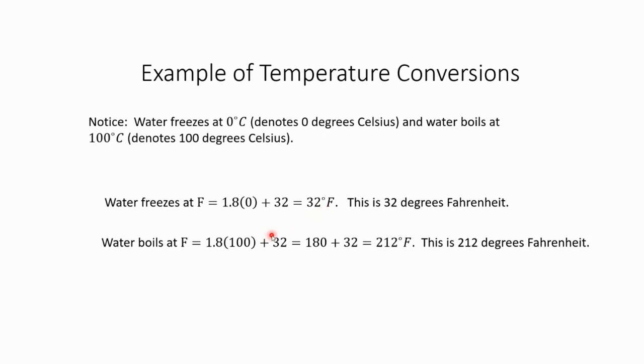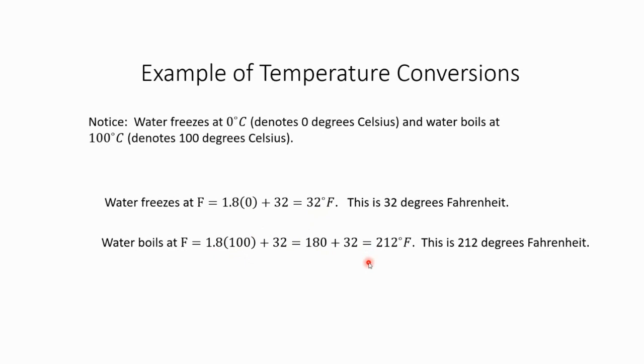Same thing for boiling. Water boiling, right? You just replace where C is. Here we put 0 in. We put 100 in. And we do the calculation. We multiply by 1.8, add 32, right? And so we end up getting 212 degrees Fahrenheit.